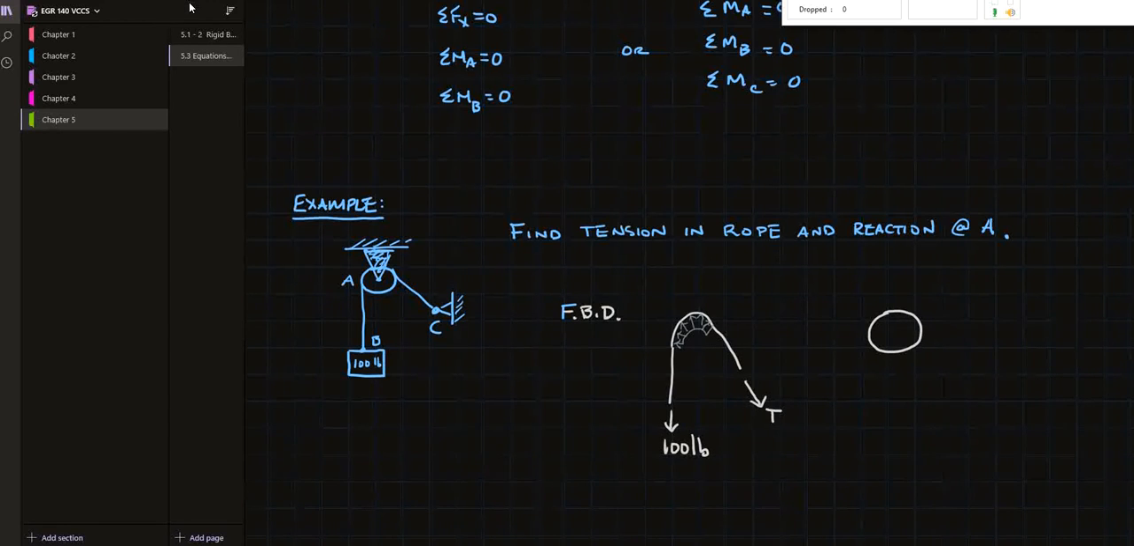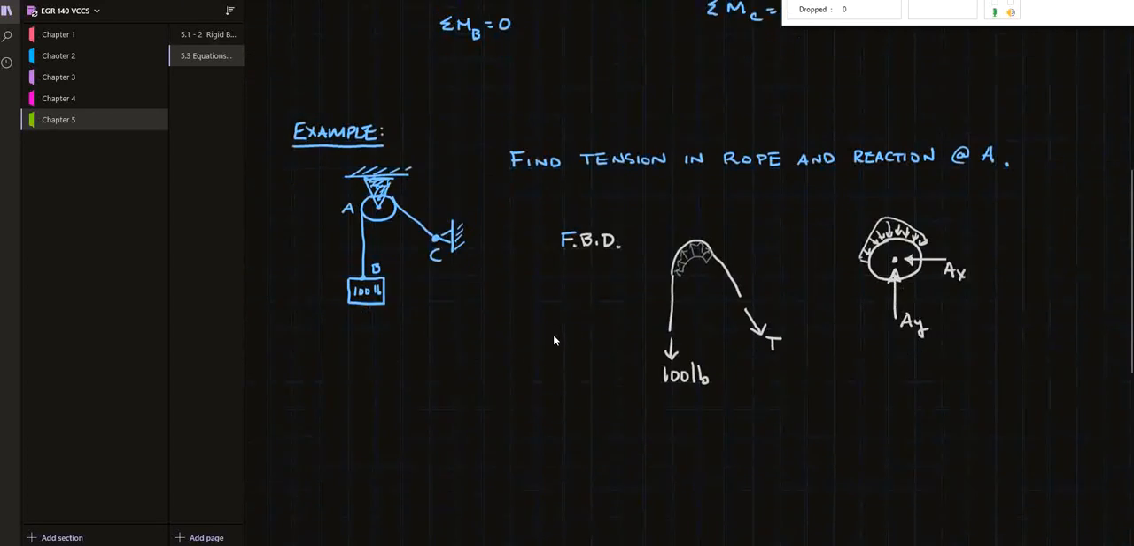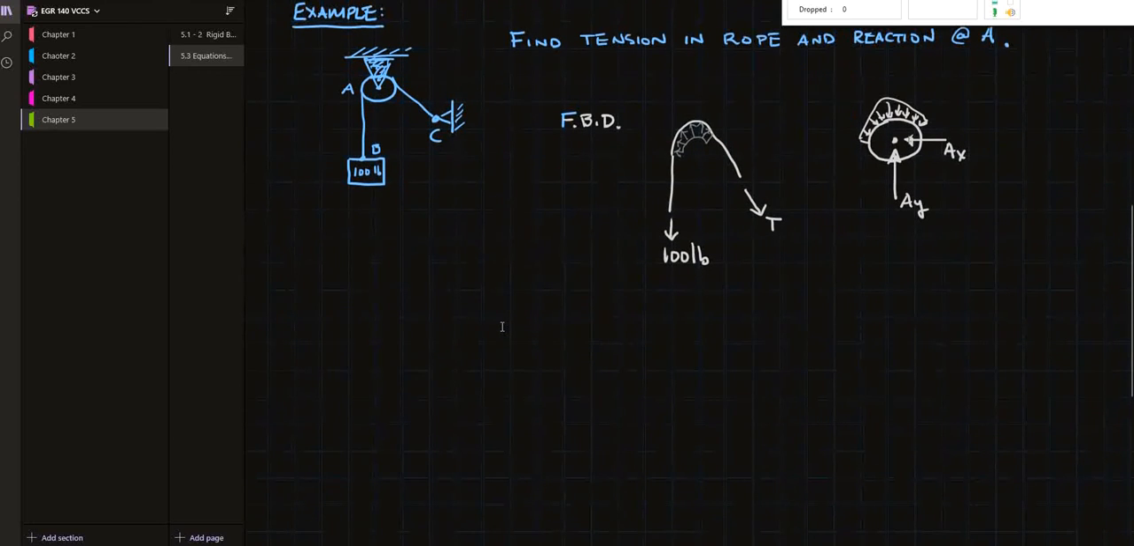And our pulley would have a reaction in the y direction and a reaction at A in the x direction. And again, it would have this unusually shaped distributed load due to the rope on it. Well, that's too complicated to solve. Let's try combining those two into a bigger free body diagram. It would look something like this.